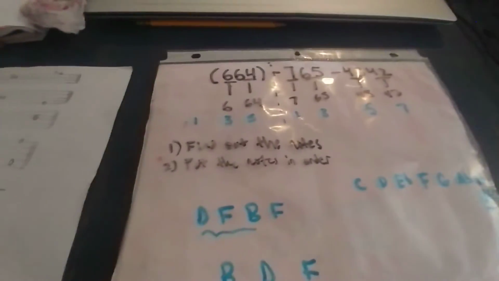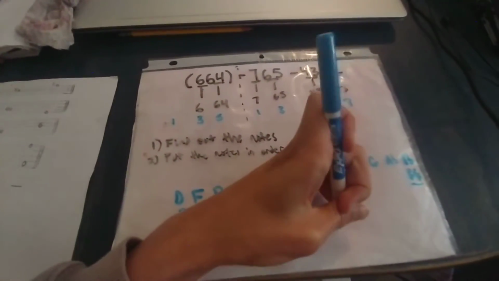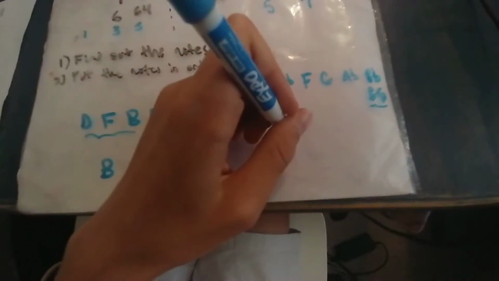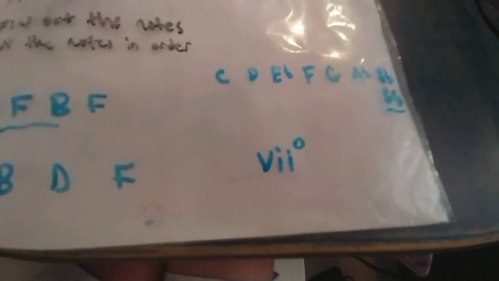So what would this be? Well, now that we have this in order, B is the 7th. So since it's the 7th, we know that it's going to have a Roman numeral VII, and it's diminished, so we have to have a circle. But what about the number?